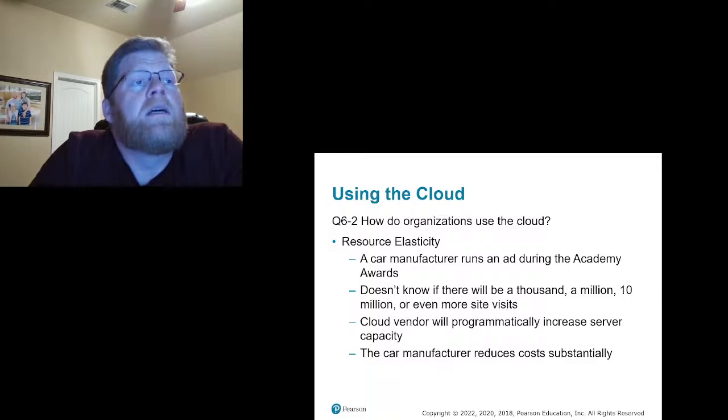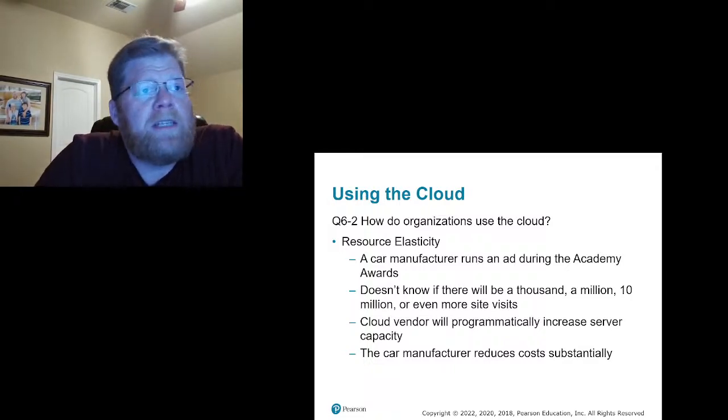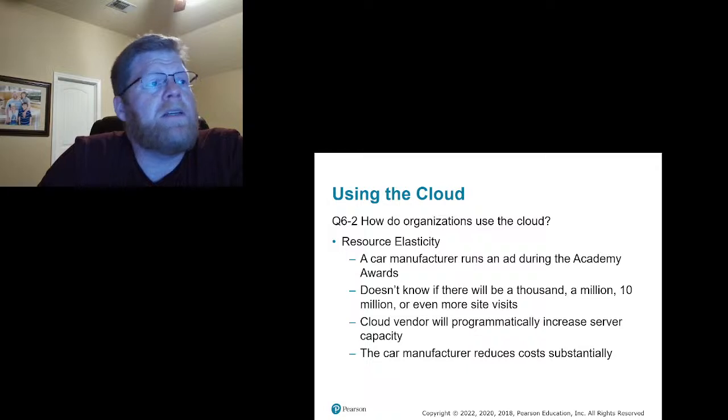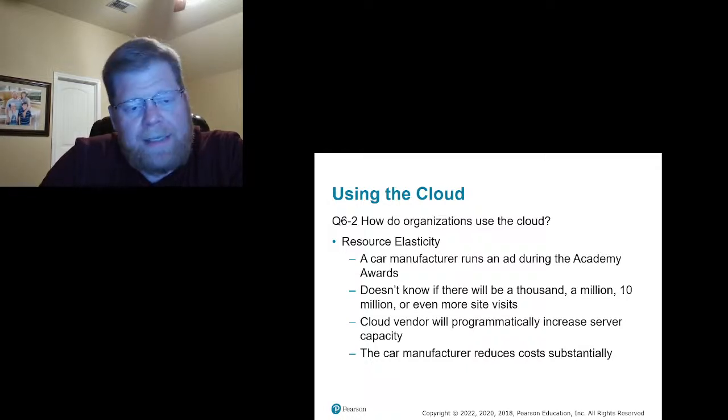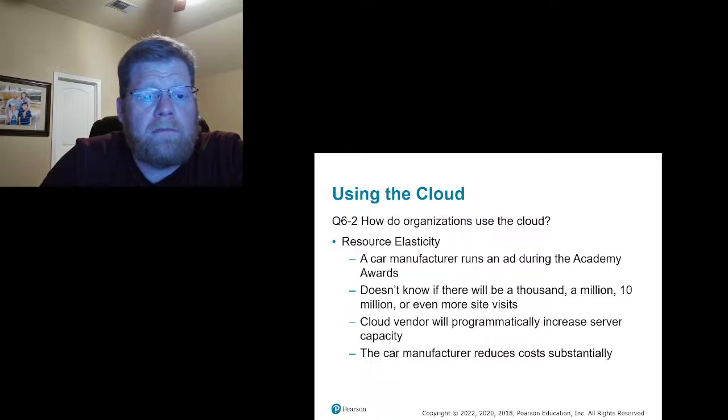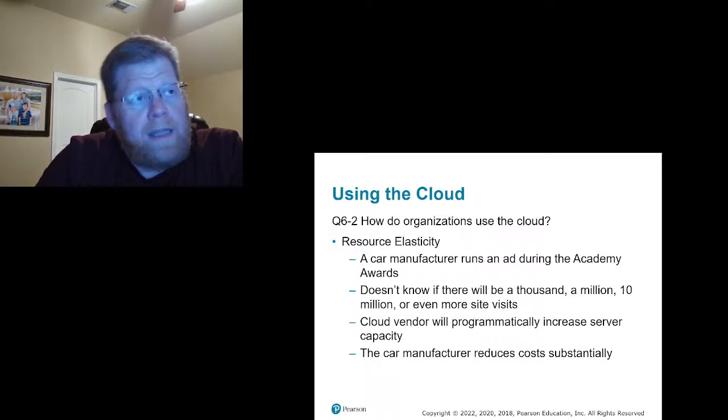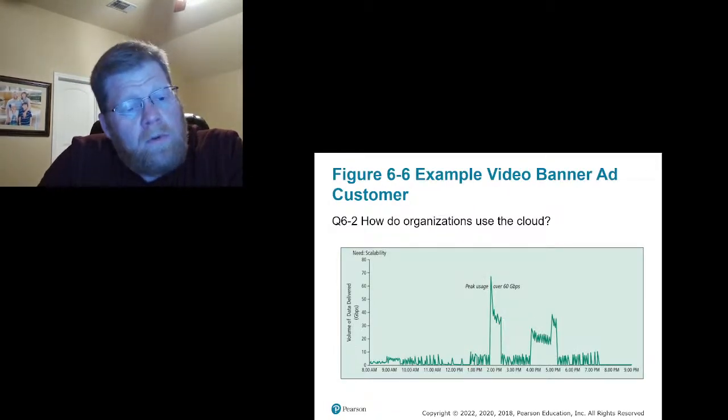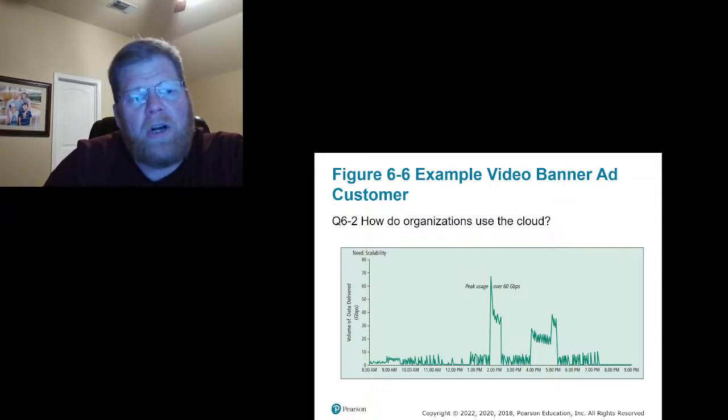So, let's talk about resource elasticity. Well, a car manufacturer runs an ad during the Academy Awards. It doesn't know if there will be 1,000, 1 million, 10 million, or even more site visits. The cloud vendor will programmatically increase server capacity. The car manufacturer reduces costs substantially. So that is one way that you can overcompensate for preparedness, but not actually add cost.